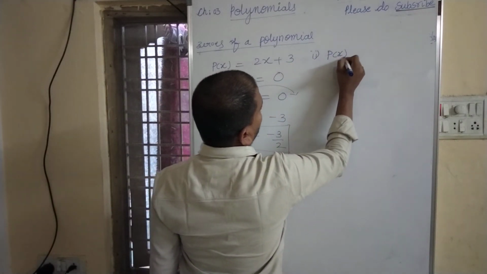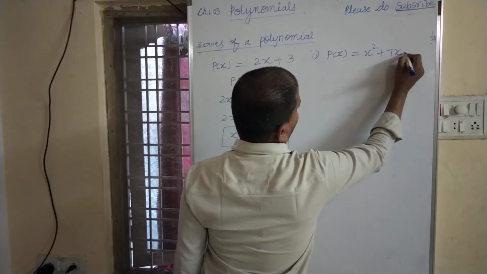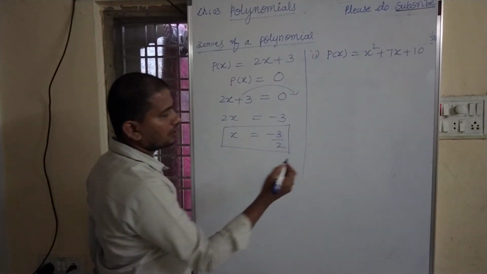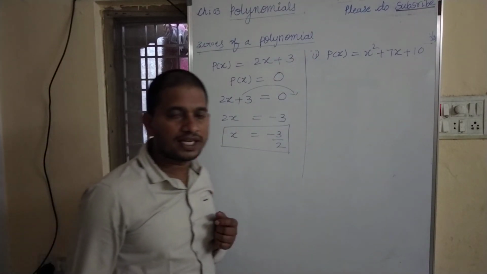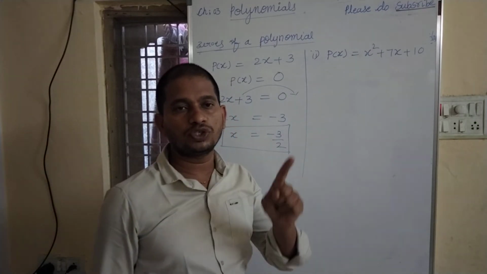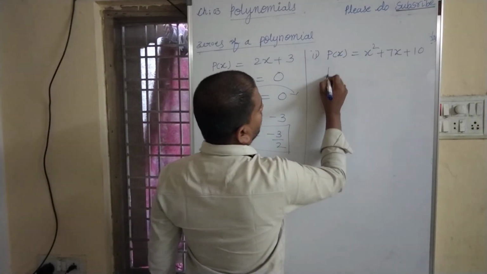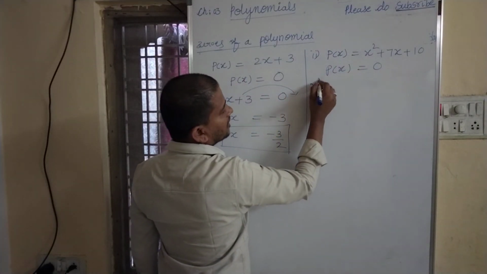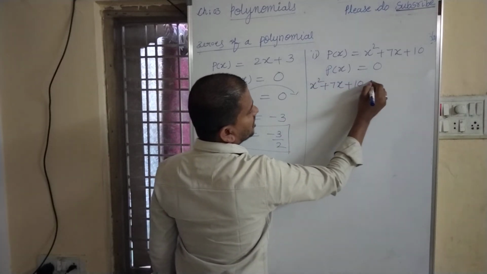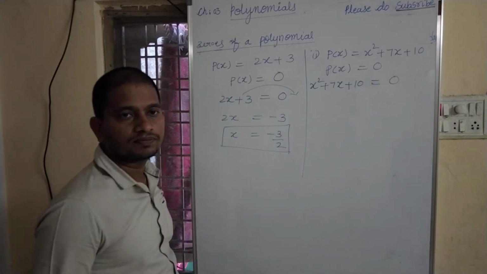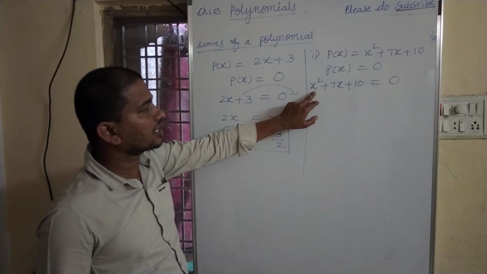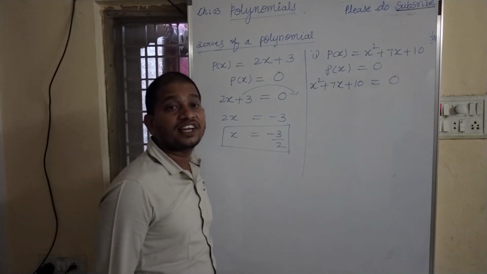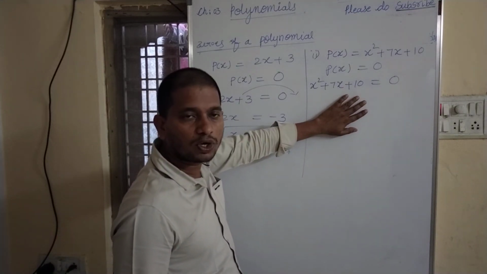Consider one more polynomial. Let us consider p of x is equal to x square plus 7x plus 10. How to find the zeros of the polynomial? As we know, we need to equate the given polynomial to 0. Let us equate p of x is equal to 0. So x square plus 7x plus 10 equal to 0. As we know, this is a quadratic polynomial because here the degree is 2. By using factorization, we can find the zeros of the polynomial.